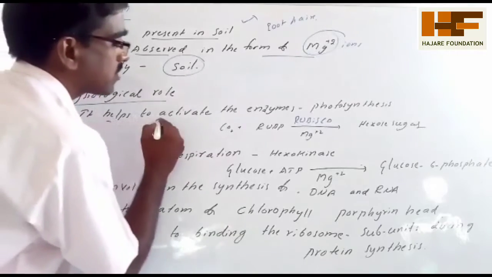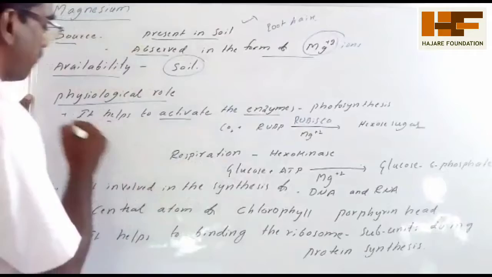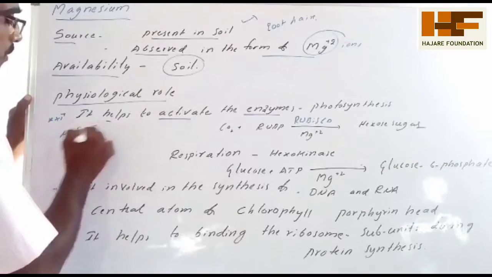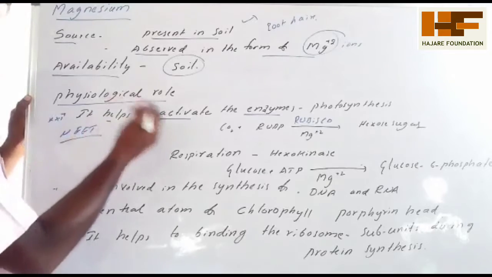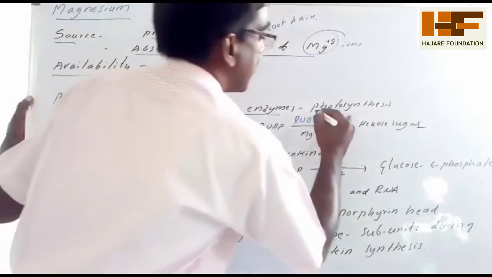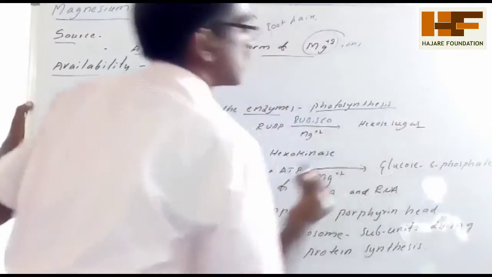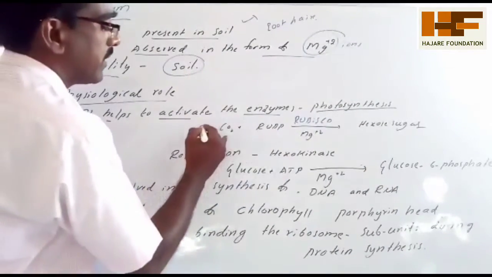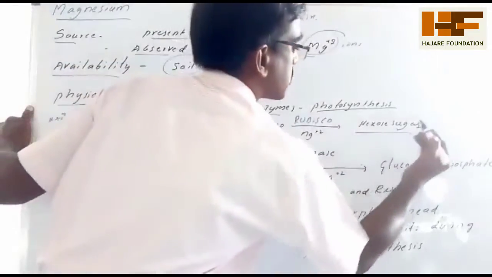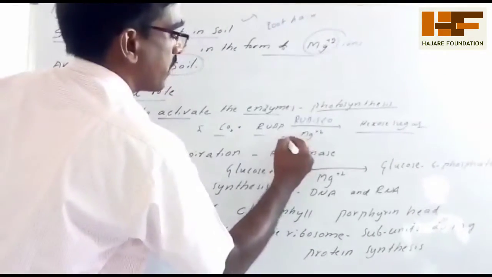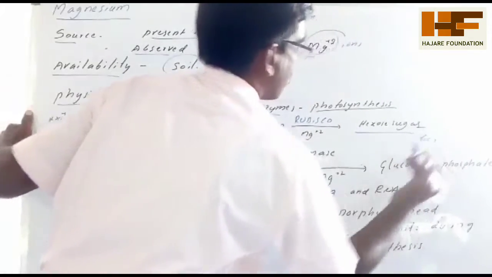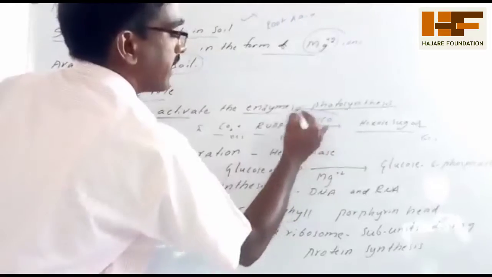It helps to activate enzymes. It's an important concept. This question was asked in a NEET competitive exam: which mineral is used for the activation of enzymes, especially the enzyme participating in the photosynthesis process? Here carbon dioxide and RuBP combine to form a six-carbon sugar. RuBP consists of 5 carbons, carbon dioxide has 1 carbon, and together they form a 6-carbon compound. For this conversion, an enzyme is important.